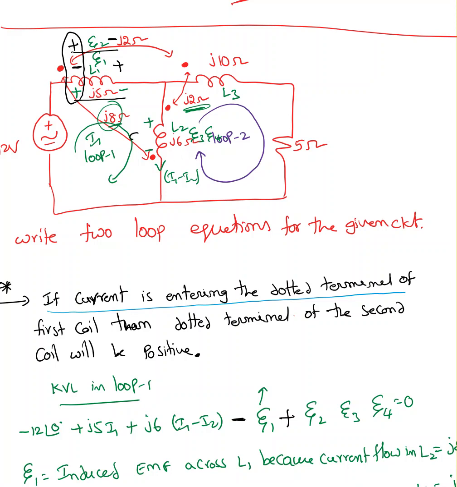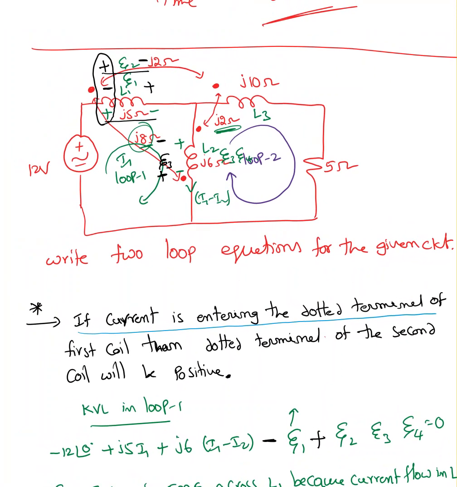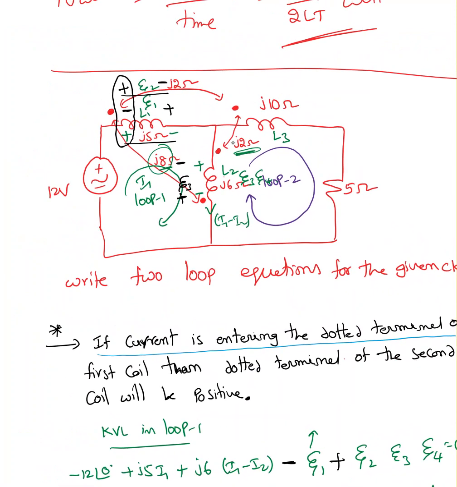So E3 is going to have positive here, negative there. And E4: current I2 is entering the dot, so the dotted terminal here must be positive, so E4 will have this positive and this negative. Here also E3 is going to be negative because it has the opposite sign. So E3 is going to be negative, E4 is going to be positive.